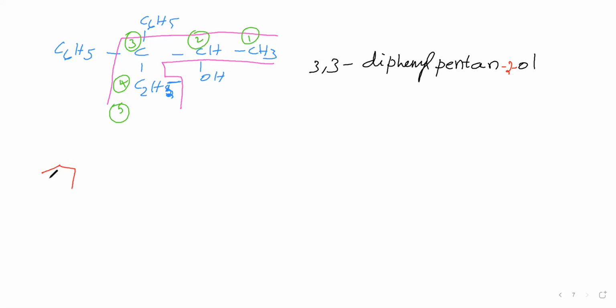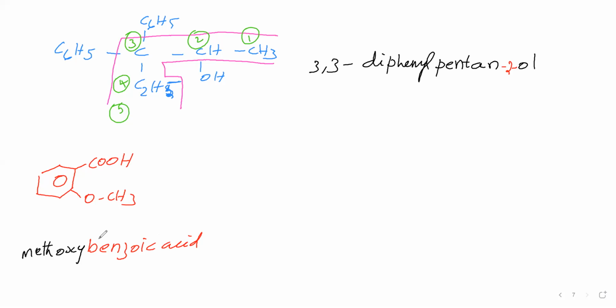Next, this phenyl ring. Here COOH, here OCH3. This we will take. This part I will take as benzoic acid. So remaining part is what? That we'll see. Remaining part: this CH3 is meth. This O is oxy. Methoxy. It is ether. Ether means you say the ether oxygen as oxy. This side group you say alk, that is meth.